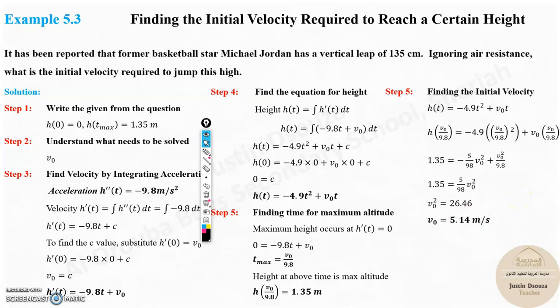So this was the velocity required for the vertical jump by Michael Jordan to reach the height of this. So the jump was at this velocity and then only you can get the maximum altitude of 135 centimeters.